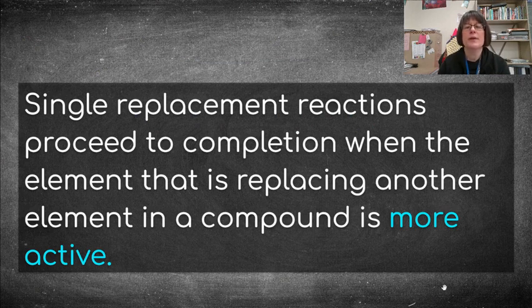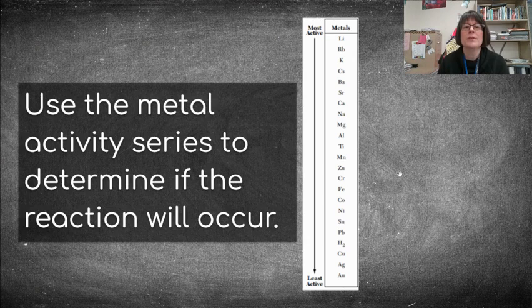Now, single replacement reactions proceed to completion when the element that is replacing another element in a compound is more active. And you might ask, how do I know whether it's more active or not? Well, we use something called the metal activity series to determine if the reaction will occur. This is a list of metals. The more active metals are at the top and the least active metals are at the bottom. So if a metal is higher in the activity series than another metal, it will steal the other one's partner.